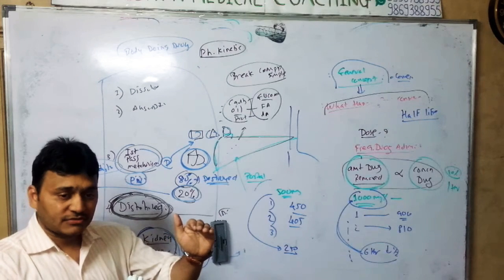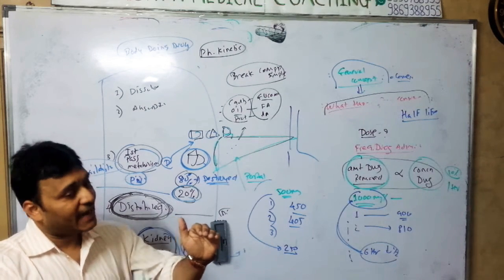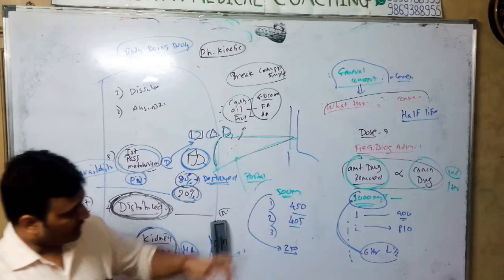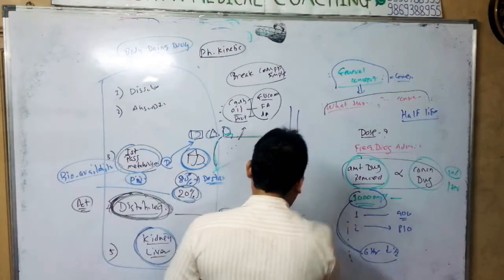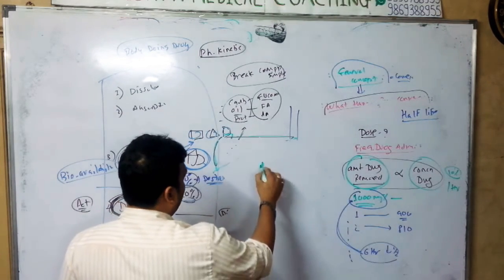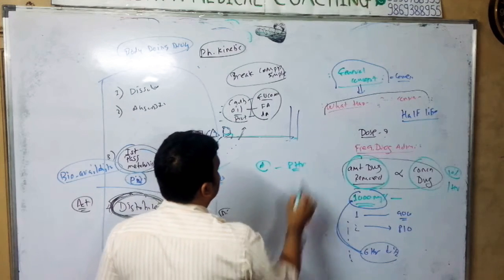So how will you repeat the dose? We will repeat the dose next at the half-life. Let's say drug A has got 8 hours half-life.